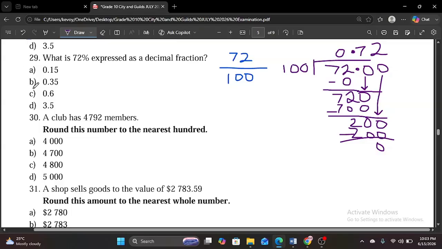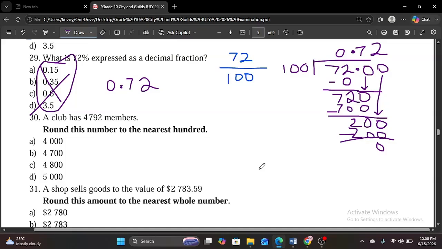So your answer right there is going to be 0.72. So the options right there, these options are incorrect. So the option should be 0.72. So that's the correct answer right there. So this question needs to be looked at.